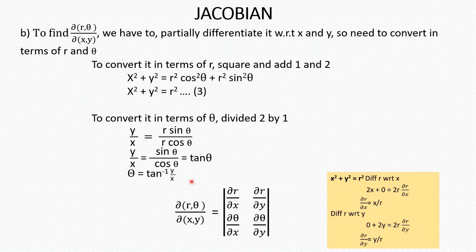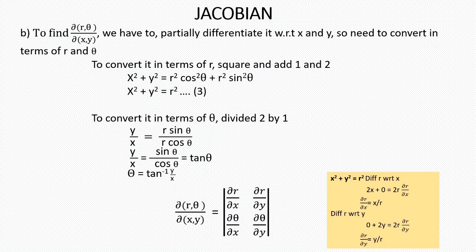Now, ∂r/∂x is differentiating this with respect to x. x² becomes 2x and y² is 0 as y is considered constant while differentiating with respect to x, and r² becomes 2r. ∂r/∂x is equal to x by r. ∂r/∂y is differentiating this with respect to y. y² becomes 2y and x² is 0 as x is considered constant while differentiating with respect to y, and r² becomes 2r. ∂r/∂y is equal to y by r.